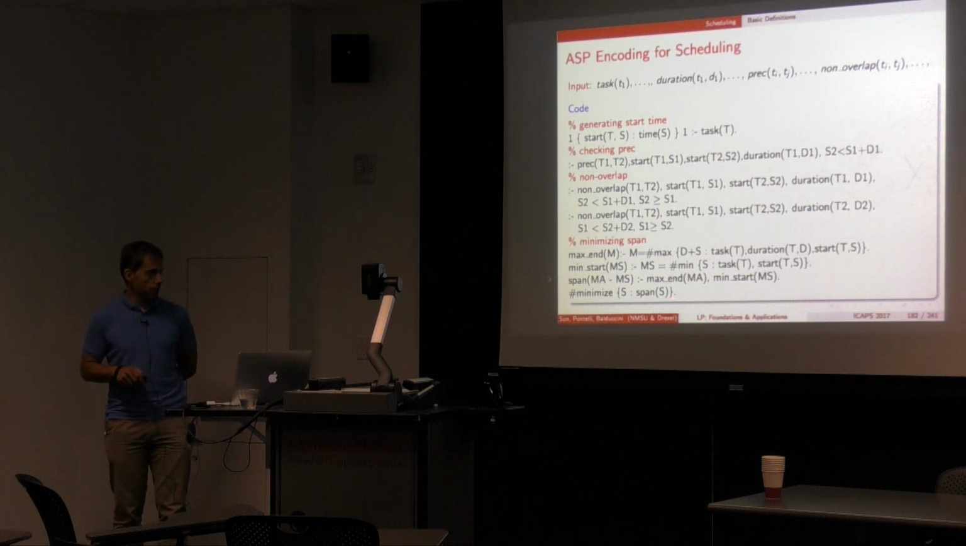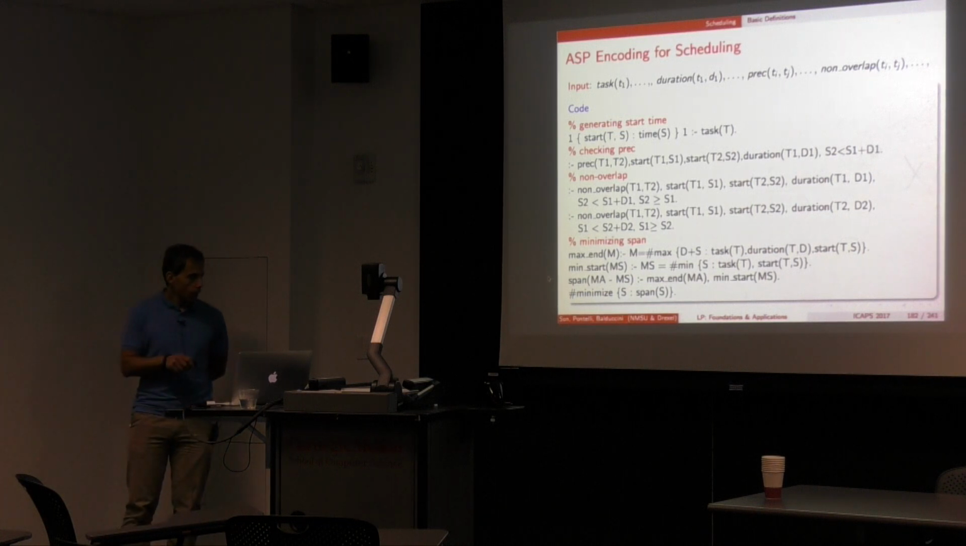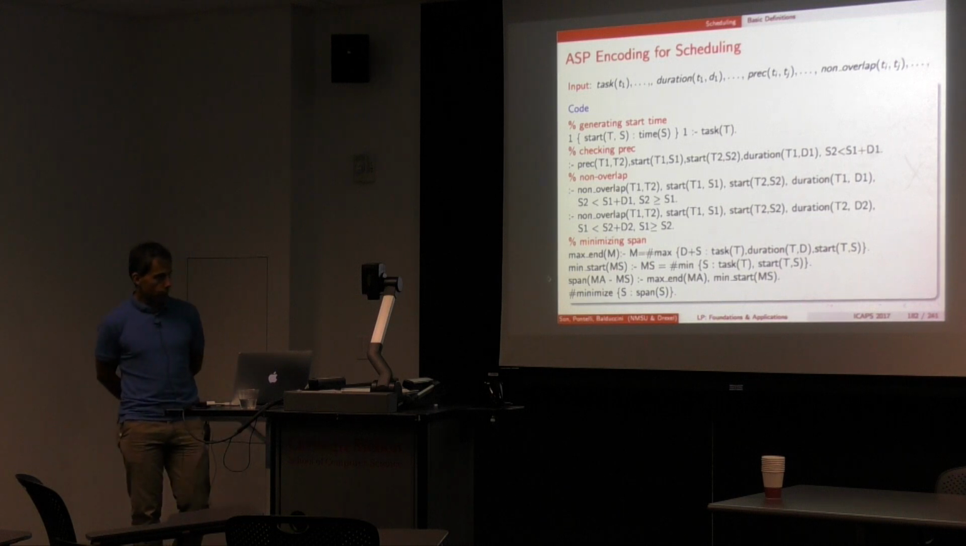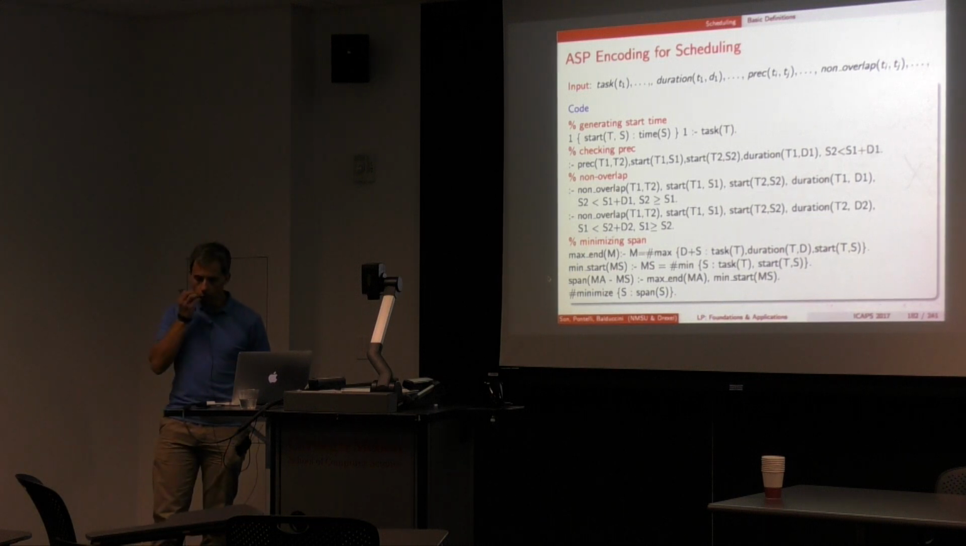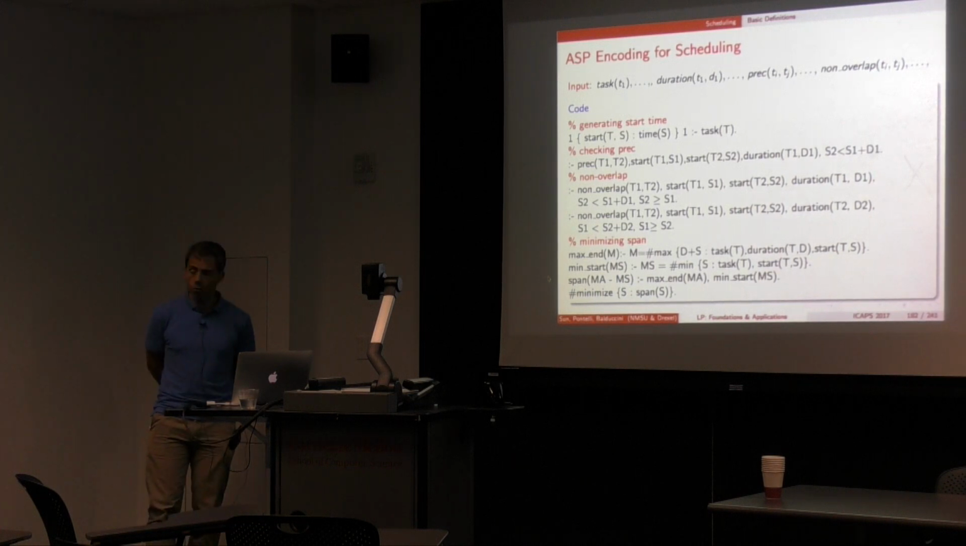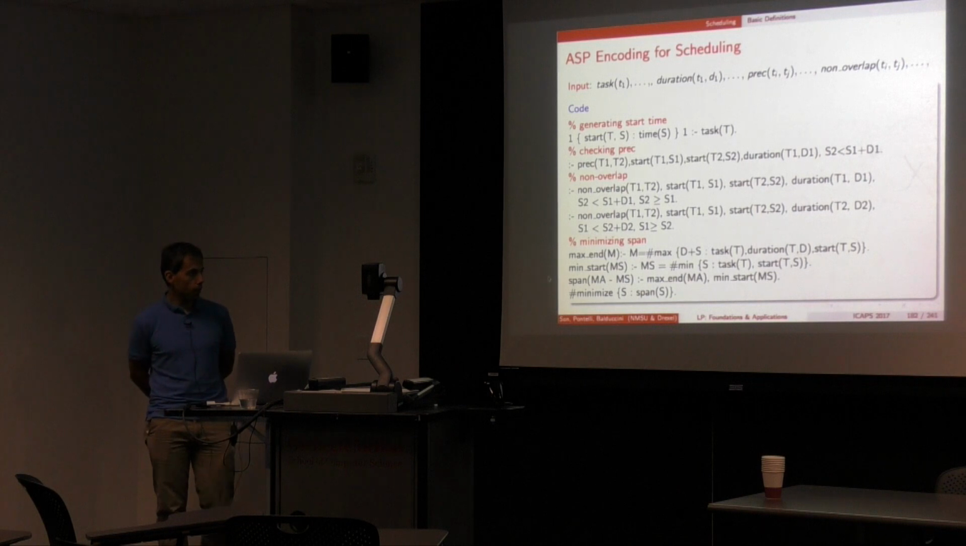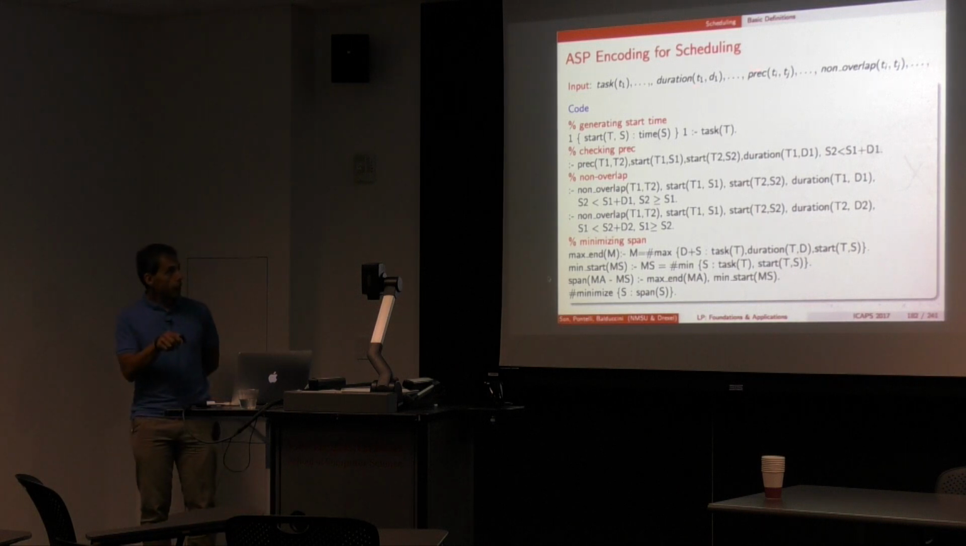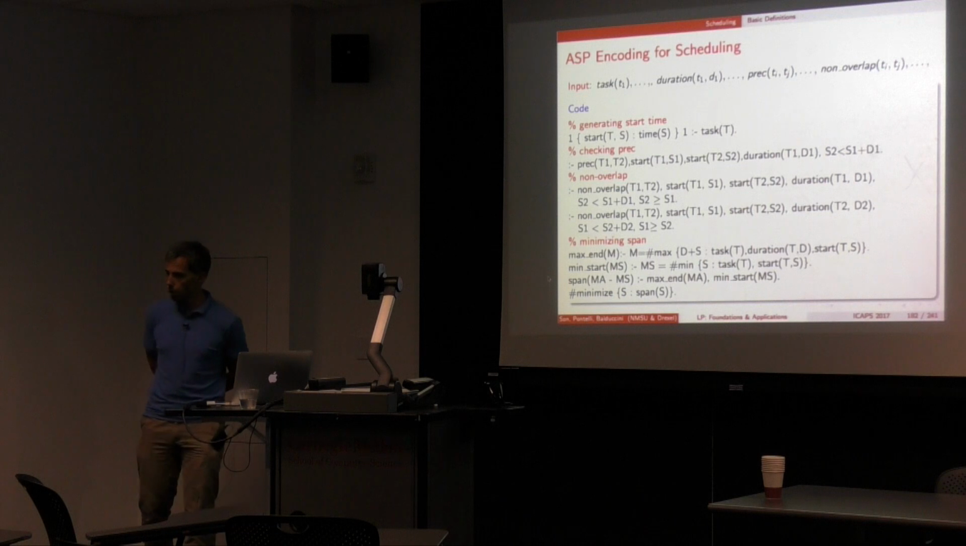And then there's the minimize directive, which I don't think we've covered yet. This directive, again typically supported by ASP solvers, instructs the solver not only to find an answer set, but to find an answer set which minimizes, in this case, the value of variable S, where S is the span found in that answer set. So here we generate possible start times, here we make sure the constraints are satisfied, and here we make sure that the span is as small as possible.